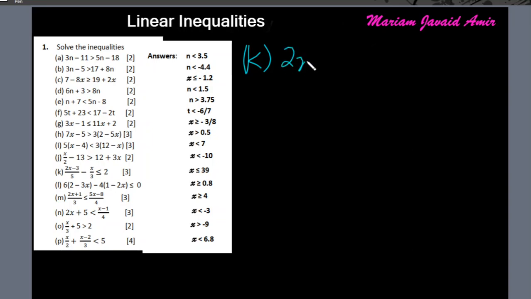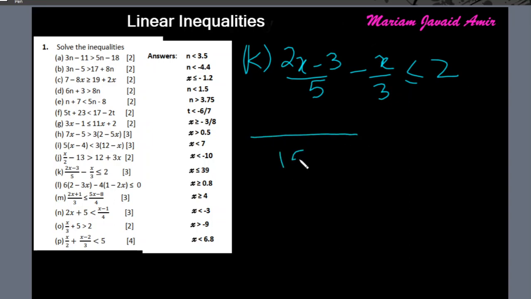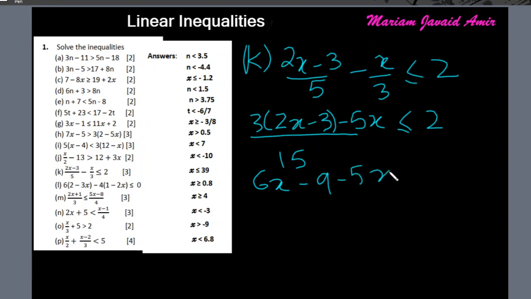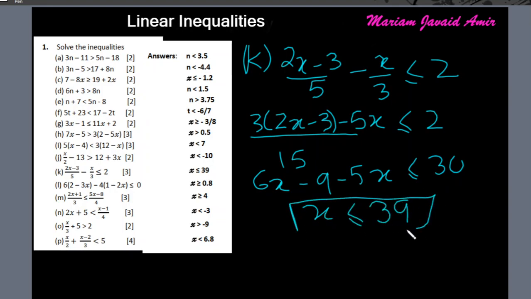Okay, 2x minus 3 over 5 minus x over 3 less than or equal to 2. So take LCM first. So the LCM is 15. 3 times (2x minus 3) minus 5x less than or equal to 2 times 15. So this becomes 6x minus 9 minus 5x less than or equal to 30. So this becomes x less than or equal to, take 9 to the other side, add it to 30, and we get x is less than or equal to 39.